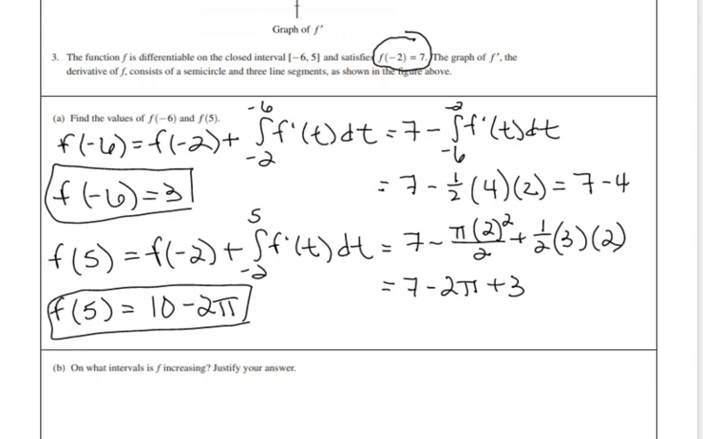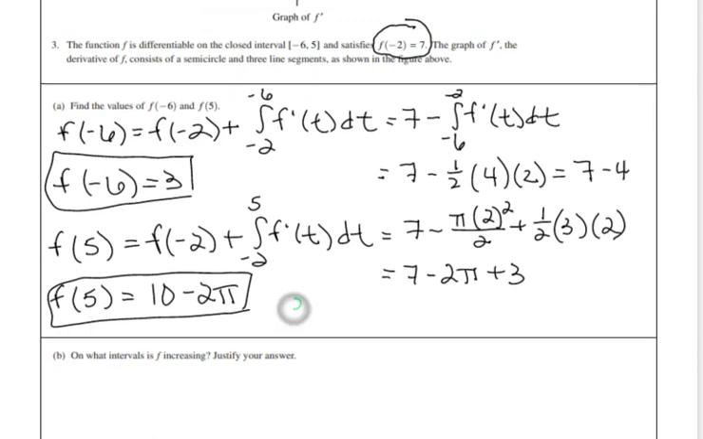So for this one, this was worth 3 points overall. So it was 1 point for remembering to use f of -2. So did you remember the initial condition? And then 1 point for finding f of -6, and 1 point for finding f of 5.